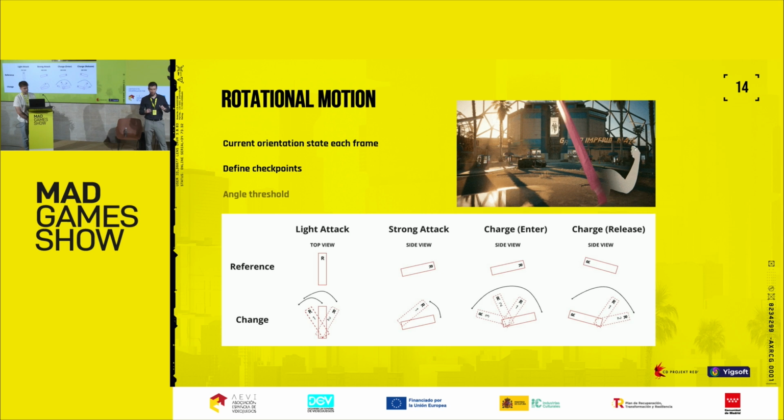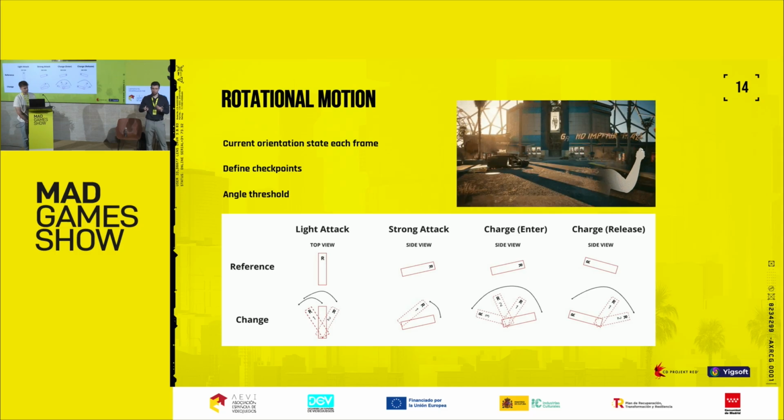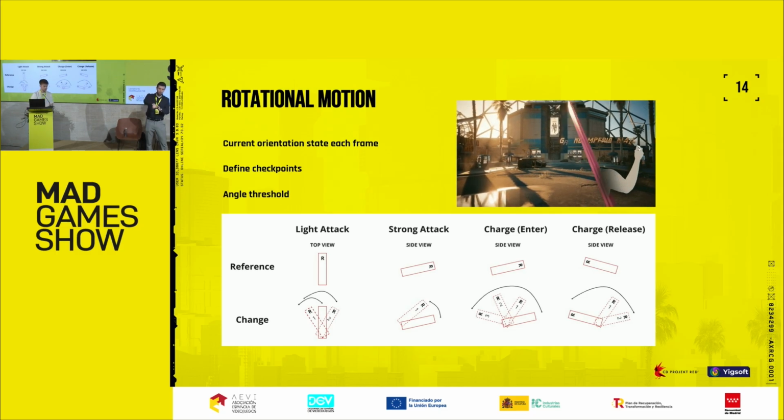Also, you need an angle threshold around your checkpoints because you cannot expect your players to perform this accurately. They will either overdo it or underdo it, this motion, and this serves as a bounding box around your patterns.